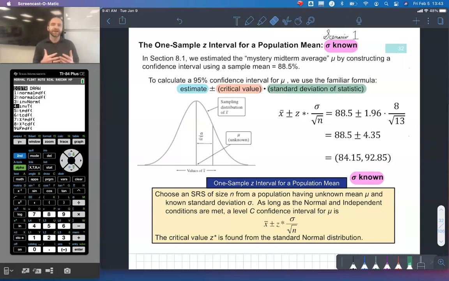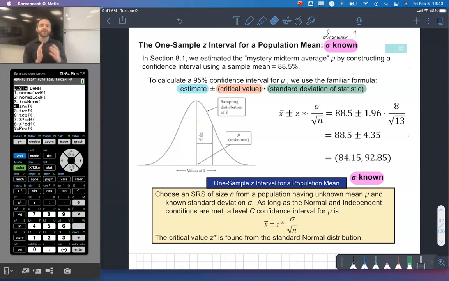And in this case, we're going to go back to an activity that we did in 8.1 where we had the mystery mean average for the semester exam. And that's where I got this information from. So you can go back to the notes or watch the previous video for 8.1. What we have here is we are creating a confidence interval based off a sample mean that I got. In this scenario, I had a sample mean of 88.5%. I had a sample size of 13. And the standard deviation, since Mr. McNichols and I gave the exam, we know the standard deviation was 8 for the population. So we knew the population standard deviation before we did this activity with you.